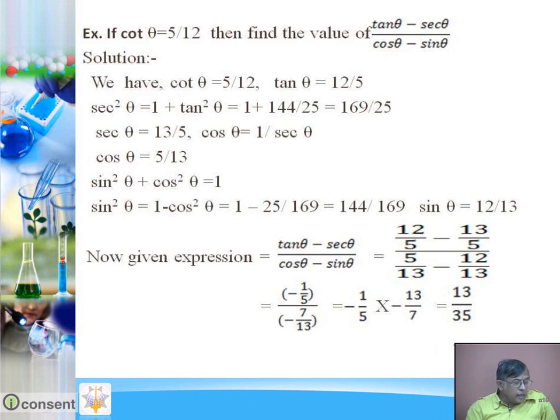Now given expression tan theta minus sec theta and cos theta minus sin theta, substitute all these values. They are 12 upon 5 minus 13 upon 5 and 5 upon 13 minus 12 upon 13. So now here you can find the subtraction by cross product upon product of denominators, and that is minus 1 by 5 and minus 7 upon 13. So minus 1 by 5 and reciprocal of minus 13 by 7, that gives us 13 upon 35.